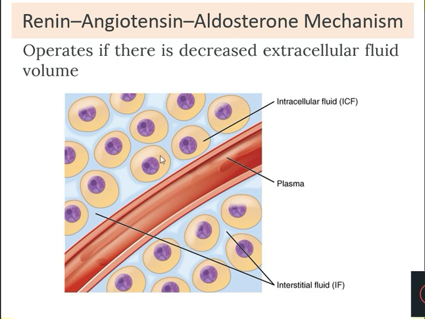There is space in between the cells. It is called the interstitial space, and the fluid is called the extracellular fluid, or interstitial fluid. That means the fluid occupying the spaces in between the cells. So where is this fluid coming from? It is coming from blood.